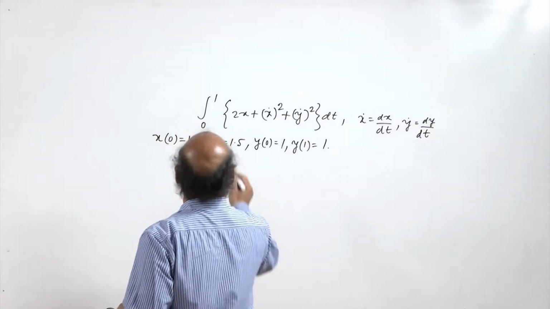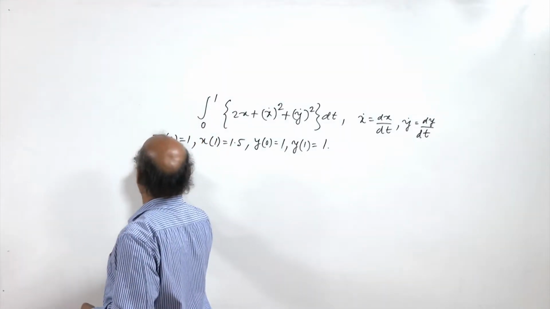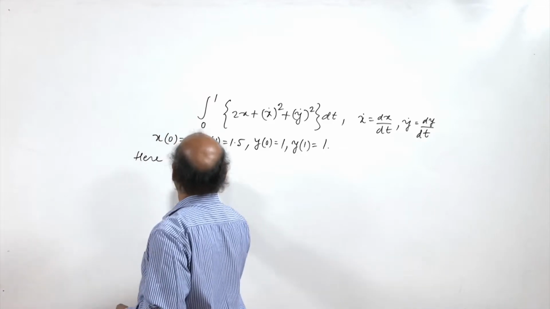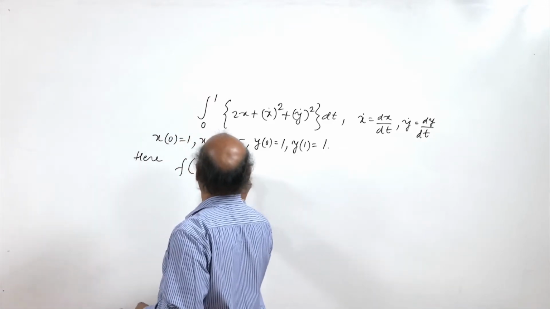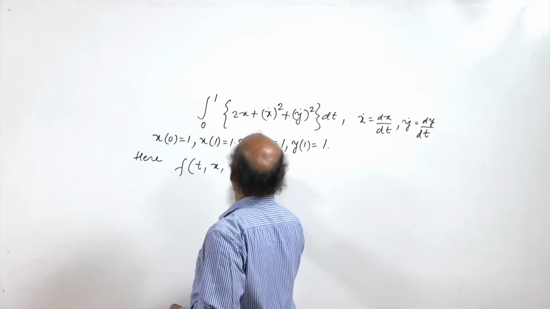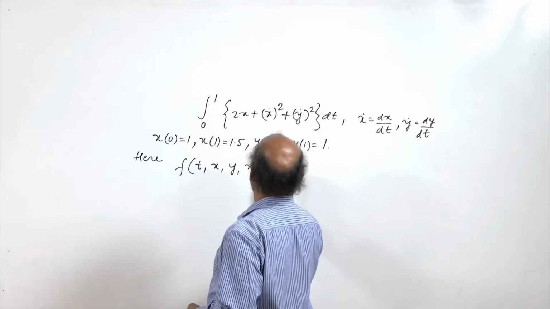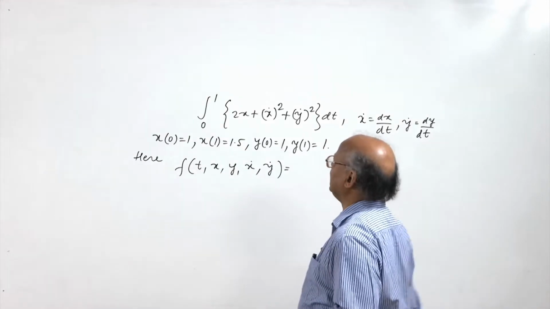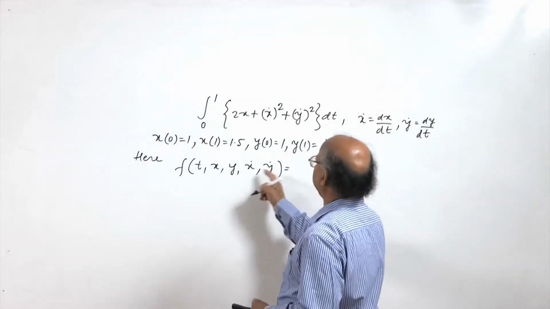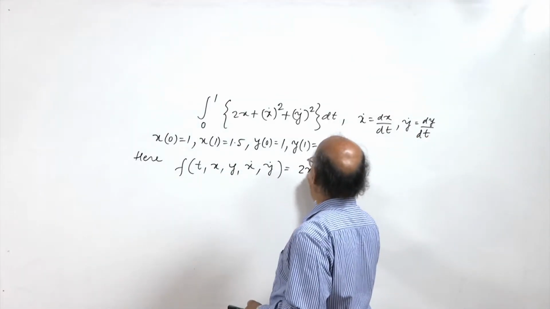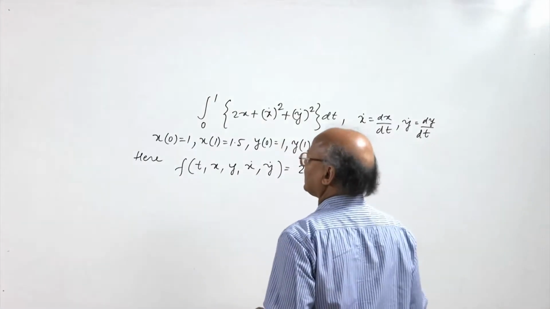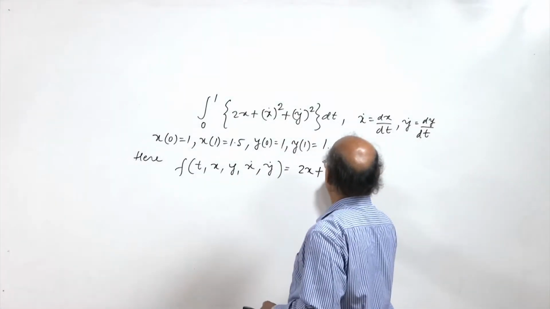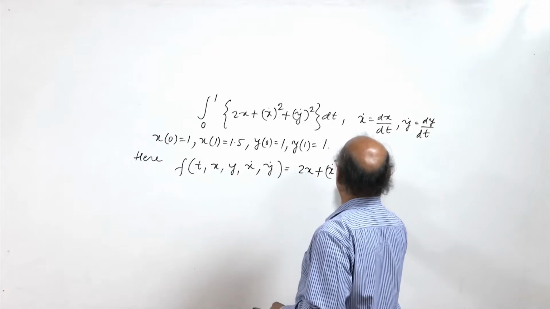Now here f(t, x, y, x dot, y dot), we have two dependent variables x and y, one independent variable t. So this is equal to 2x plus x dot square plus y dot square.